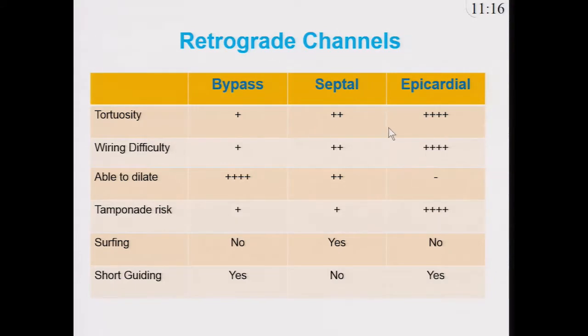You see the degree of tortuosity increases, and with the epicardials, the wiring difficulties are much more significant. The ability to dilate the collateral is significantly easier, certainly when we use a bypass, and we should not dilate an epicardial collateral. The risk of tamponade is significantly higher with epicardial collaterals, and the surfing technique should be used only in the septal and not in the epicardial collaterals.